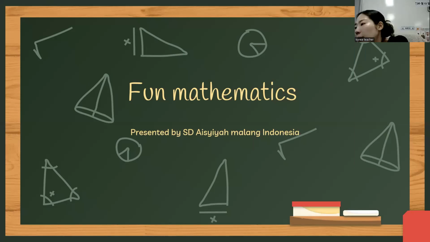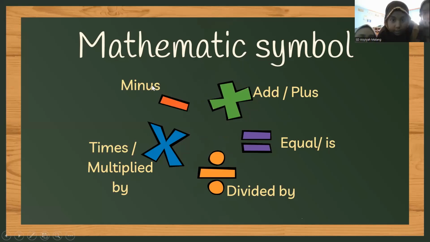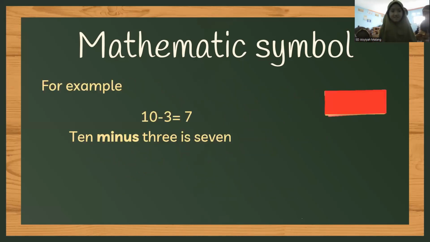Fun mathematics. Minus equals times of, multiplied by, equal R is, divided by. For example, 10 minus 3 is 7.